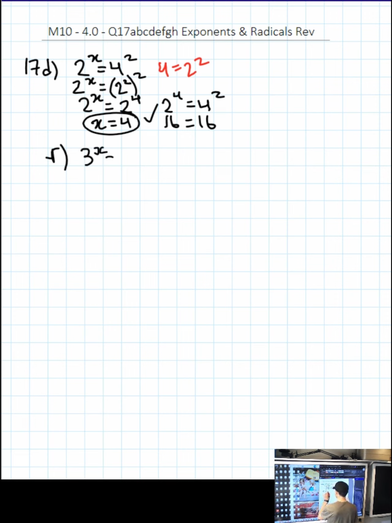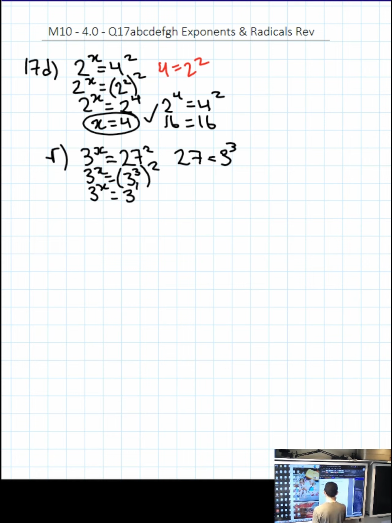So we have 3 to the x equals 27 squared. So this time, 27, we need to get it to be base 3, so change of base, we're going to get 3 cubed. 3 times 3 times 3 is 27. So we can replace 27 with what it is, 3 cubed, getting the same base as the other side. So 3 to the x equals, on the right-hand side, we can multiply the exponents together. 3 times 2 is 6. Then we have the same base, so x equals 6.